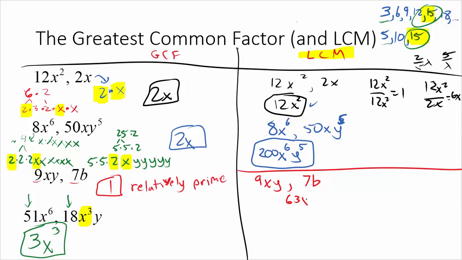The x is just an x, the y is a y, and the b is a b. So we're going to take everything down there because there were no common variables in here, so all of them had the highest power throughout the problem.